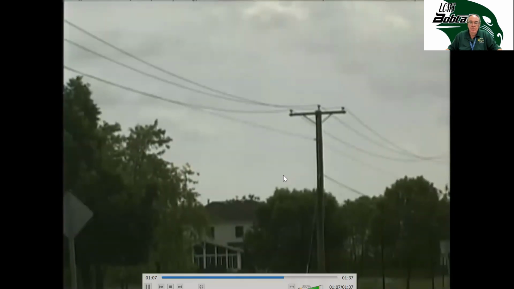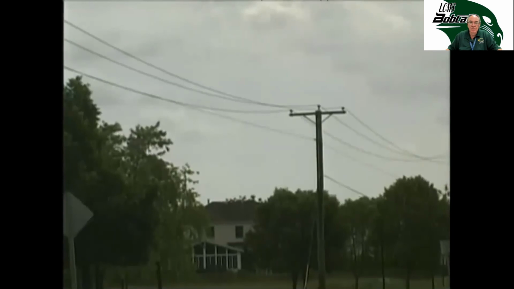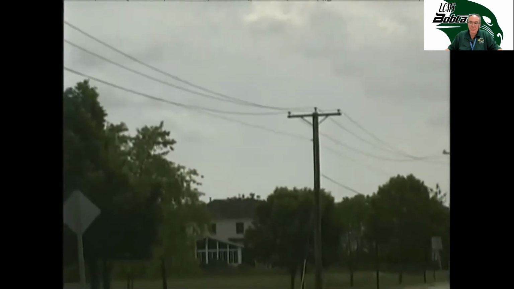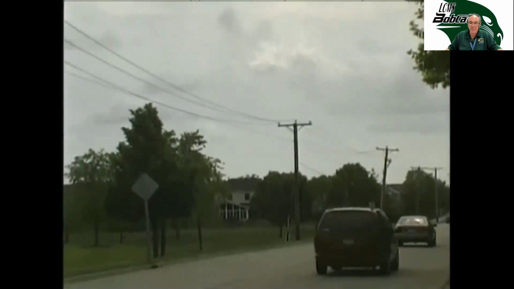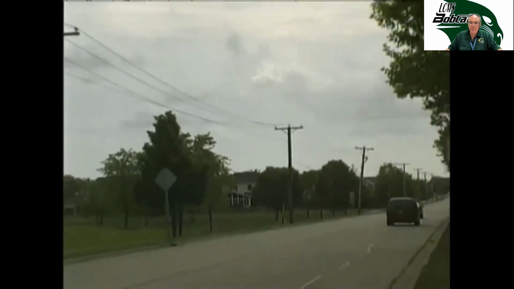Maybe you have noticed that the wires between telephone poles are not pulled tight, but sag. Well, now you know why. The wires must be able to expand or contract depending on the weather.